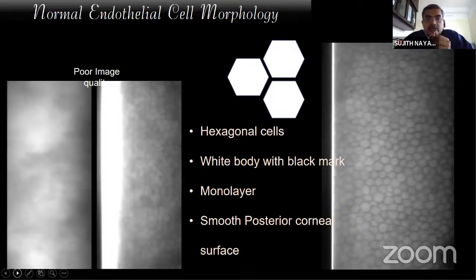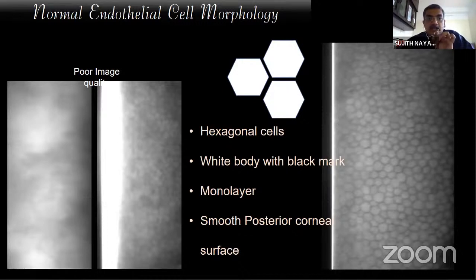So this is a normal endothelial cell morphology, which you might have learned is a six-sided hexagonal cell, arranged in a monolayer, in a single layer on the inner aspect of the Descemet membrane. In specular microscopy, normally you see the cells as white colored, with the margins or borders black in color. This picture also gives an idea of the surface of the posterior aspect of the cornea, or the Descemet membrane, whether it is smooth or irregular.